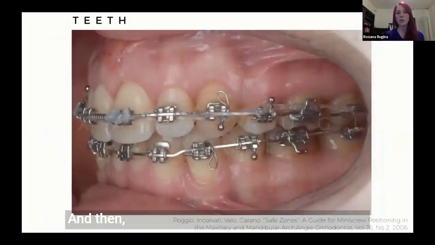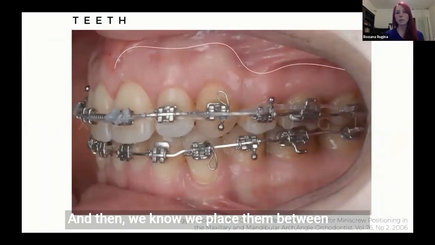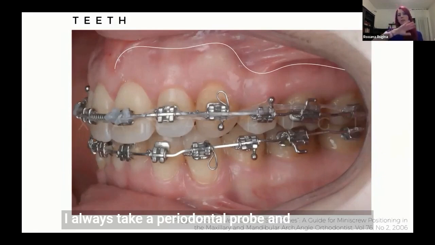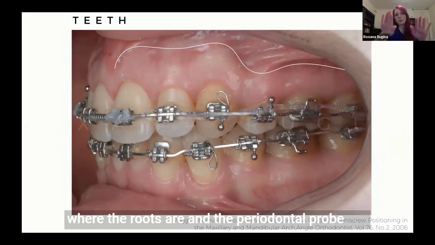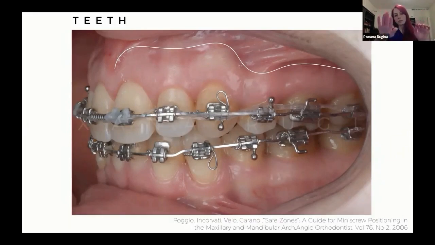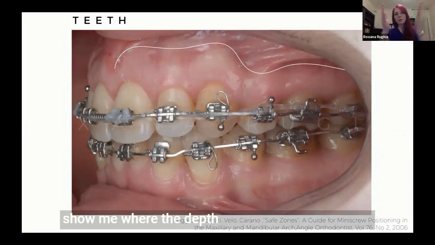Okay, and then we know we place them between roots. So how can we see the roots of the teeth easily? I always take a periodontal probe and I glide it very softly on the roots of the teeth, and it will get whitened where the roots are, and the periodontal probe will show me where the depth between these roots are.